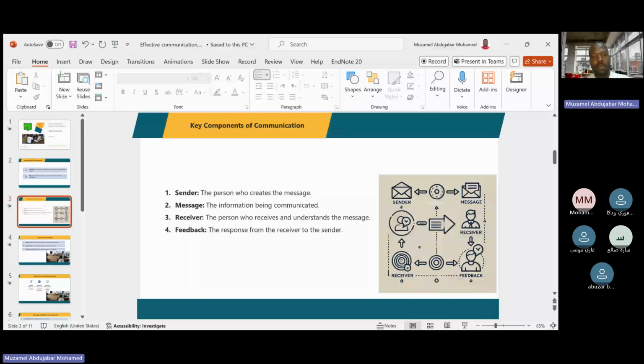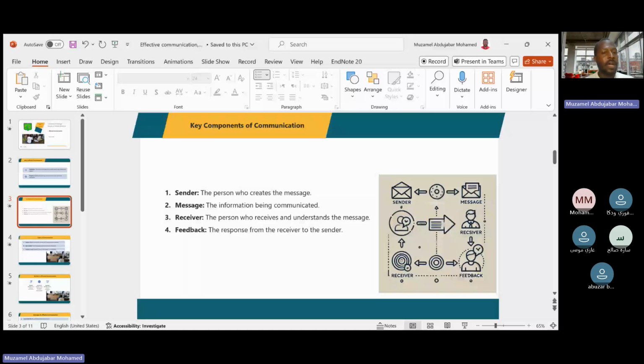Yeah, it is the information for the communication. And the receiver is the person who receives and understands that message. And feedback is the response from the receiver to the sender. These are the components of communication.